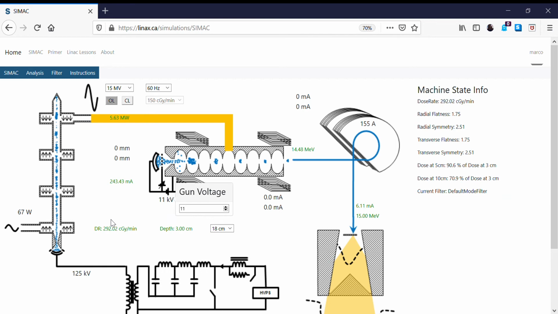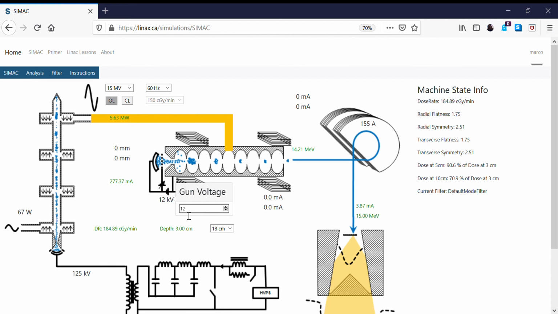So now our dose rate is beginning to drop off because our beam energy has dropped to the point where we've beam loaded the energy down to 14.5 MeV, which is now lower than what the bending magnet is allowing through, and further increases in the gun voltage are going to lead to lower energies, which will lead to a lower dose rate. So now we have 14.2 MeV. Dose rate has now dropped to 184.